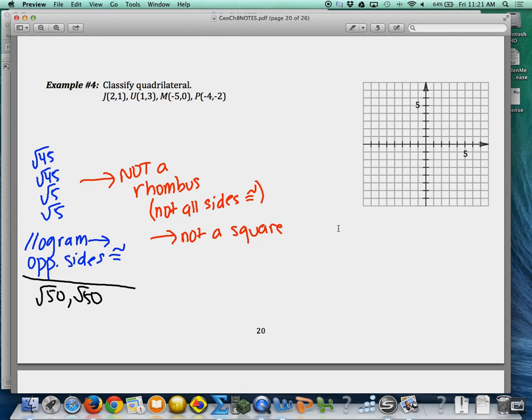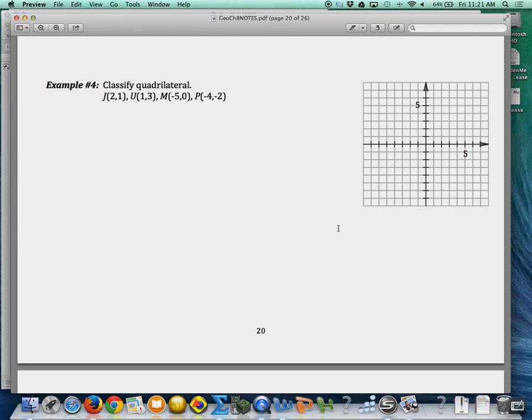...writing all that down? Okay, here's what I ask. I don't need full paragraphs or full sentences, but I need to understand what you did. So if you did this, that is clear enough for me. And then you would have to tell me why it is a rectangle. Does that make sense? Okay. Your homework tonight is pages 18 to 20 in the classwork packet.